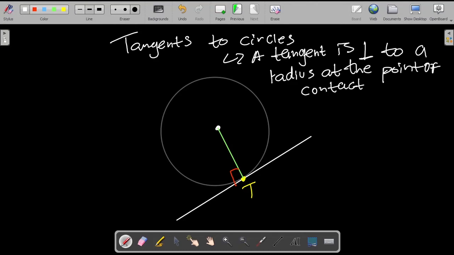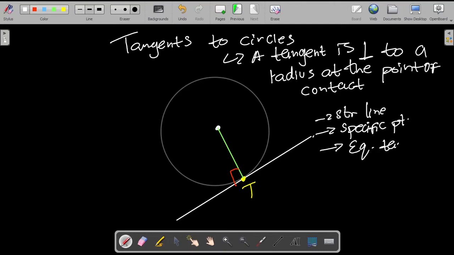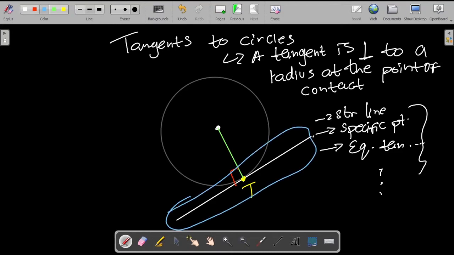So once again, just like in calculus, we're talking about a straight line. We're talking about a specific point of contact. And we're talking about the equation that defines the tangent and some other things that may follow. But these are the basic things. We're talking about the straight line, which is the tangent itself. We're talking about the specific point, which is the point of contact, and we now want to find the equation of that tangent.